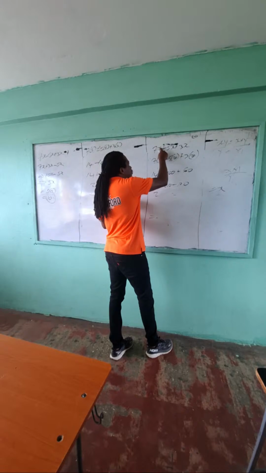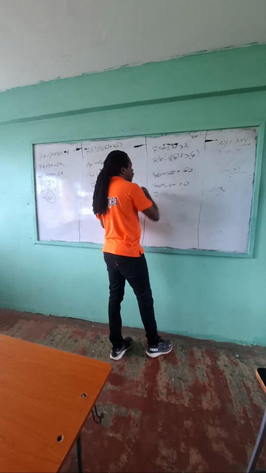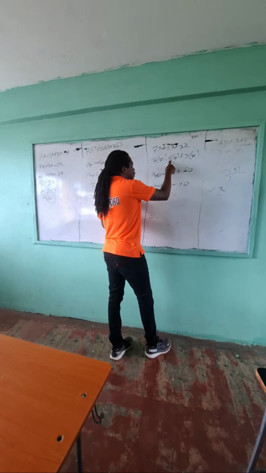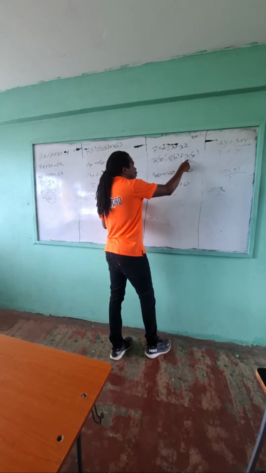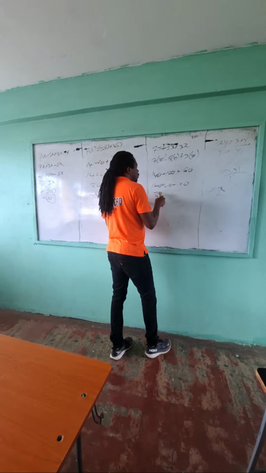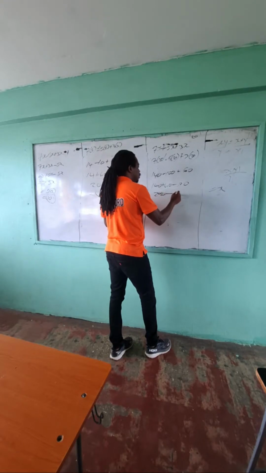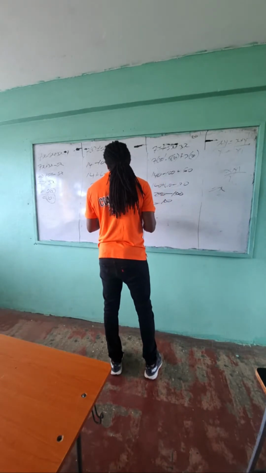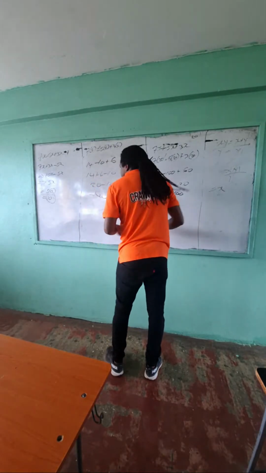7x minus... No, right. 7 times 20, 140. 5 times 20, 100. 3 times 20, 60. So 140 plus 60 take away 100. 140 plus 60 is 200, minus 100. Remember, x is 20.